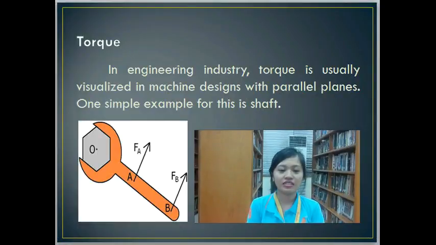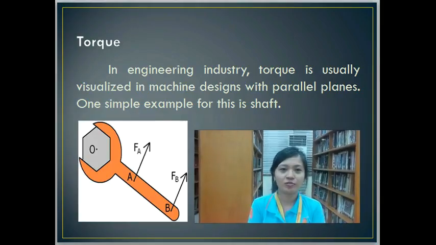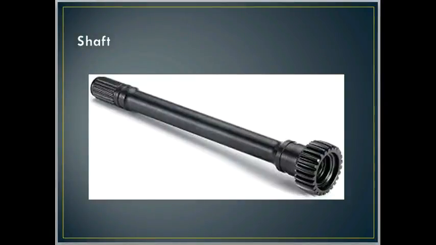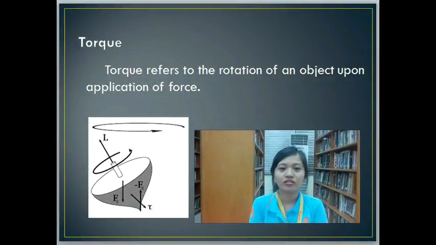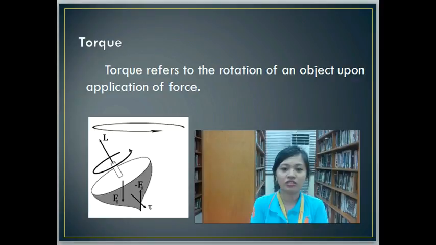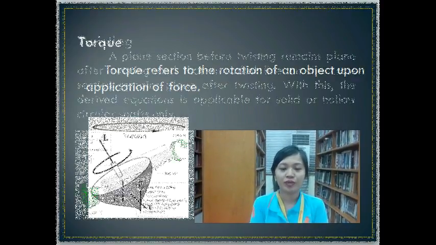In the engineering industry, torque is usually visualized in machine designs with parallel planes. One simple example for this is a shaft. Torque refers to the rotation of an object upon application of force. The relationship of the applied torque and the angle of twist was developed experimentally and analytically by Engineer C.A. Guzman and Engineer A. Pilones, respectively.